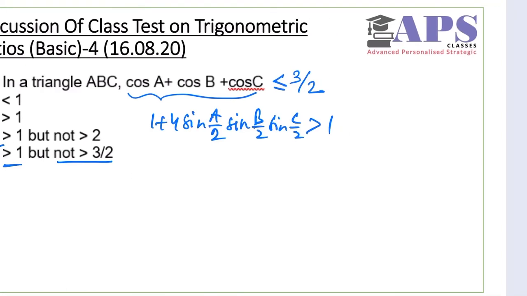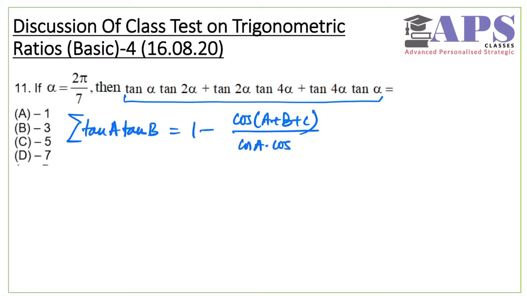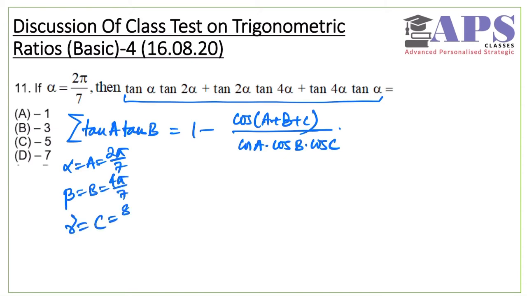For question number 11, by looking at this expression, we know that there is a formula: tan A tan B plus tan B tan C, this type of summation, is equal to 1 minus cos of (A plus B plus C) divided by cos A cos B cos C. Now if we take alpha as A, which is 2 pi by 7, beta as B, which is 4 pi by 7, and gamma as C, which is 8 pi by 7. For alpha equal to A, 2 alpha equal to B, and 4 alpha is equal to C.